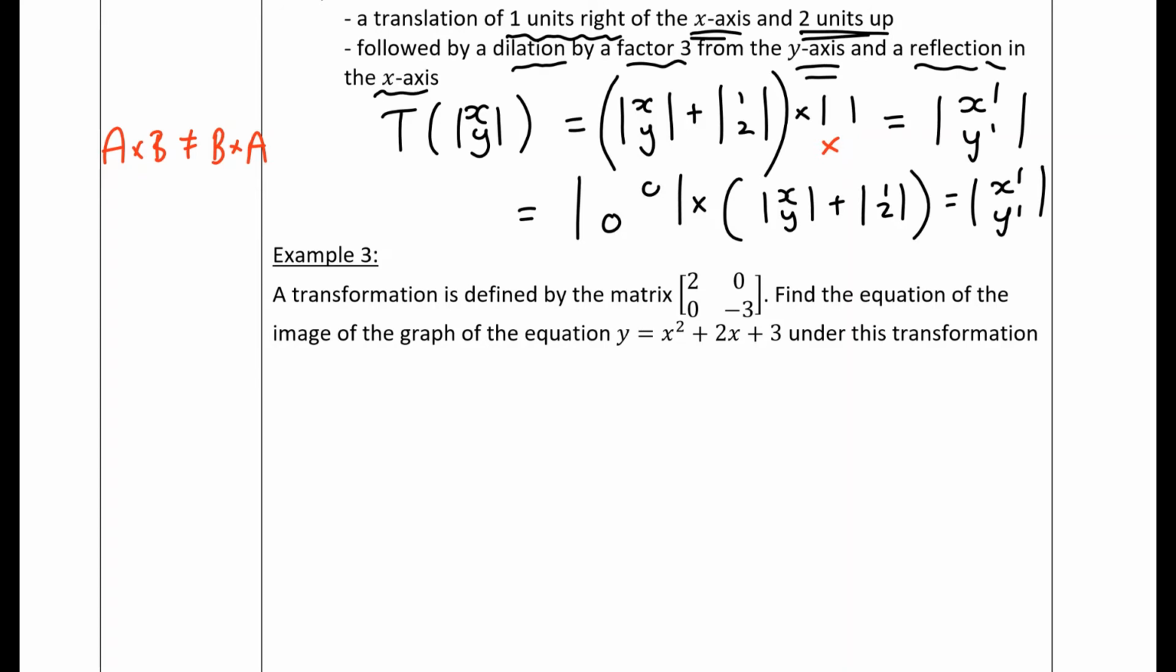So this is a very niche kind of question. It's very rare, but if it did happen, it's important to know that this phrase followed by has a really important meaning. So as a factor of 3 from the y-axis, so a 3 will go up there, and reflection in the x will go here.